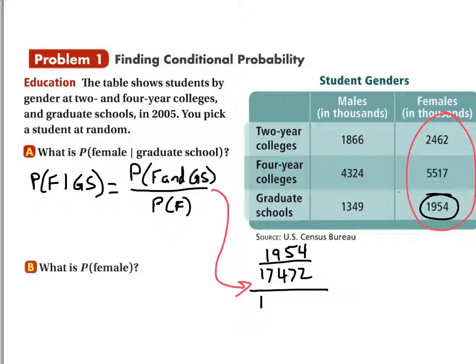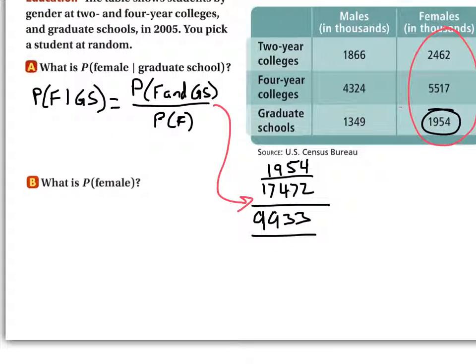Is that what you said, 15,000? Can't be that. It should be a lot less than that. I got 9,930 out of how many total? 17,400. Okay, so 9,933.